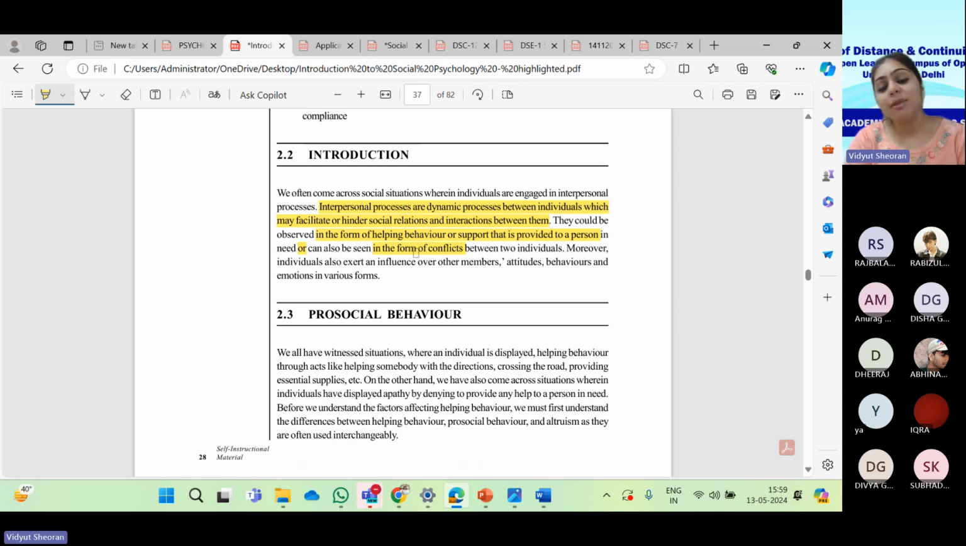So in the form of helping behavior or support that is provided to a person, or it can be in the form of conflicts. So either the interpersonal relations will be very good in which you are giving help and receiving help, or it can also be very unpleasant in the form of conflicts.